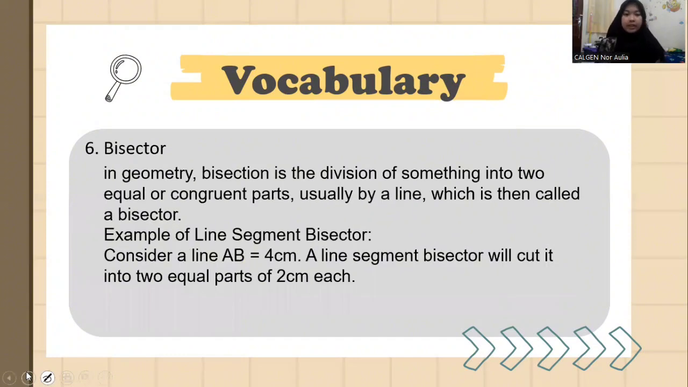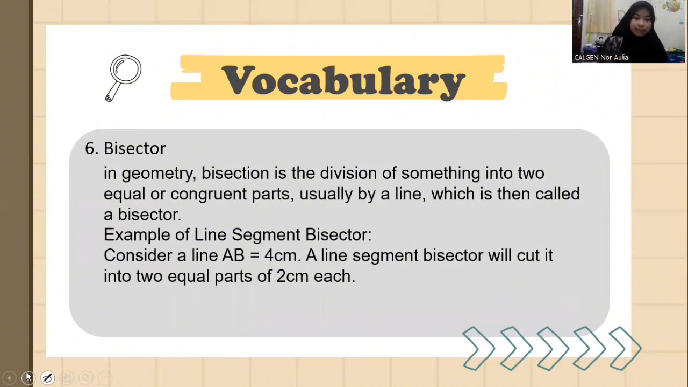Number 6 is bisector. In bahasa, we can say garis bagi. So the definition of bisector in geometry is the division of something into two equal or congruent parts, usually by a line, which is then called a bisector.